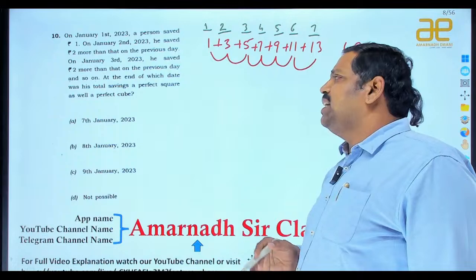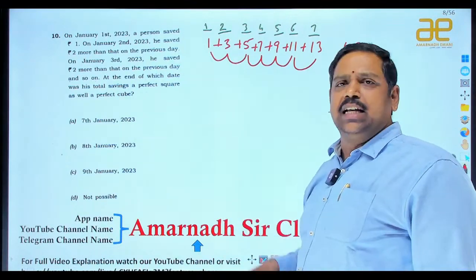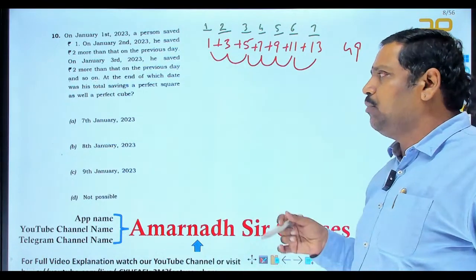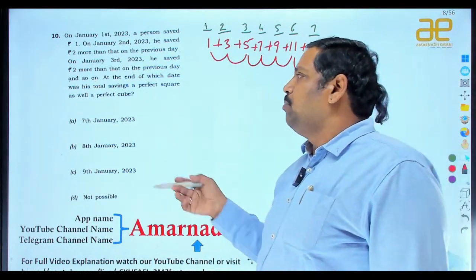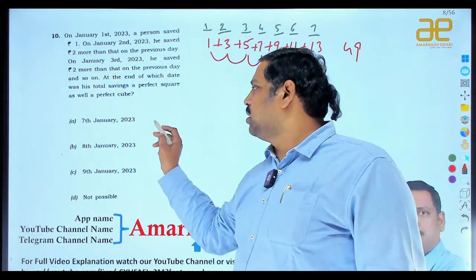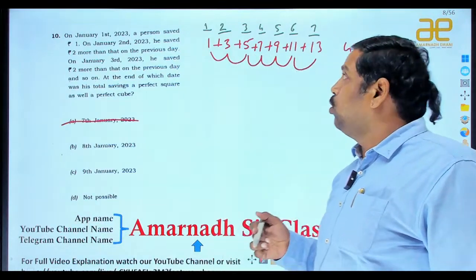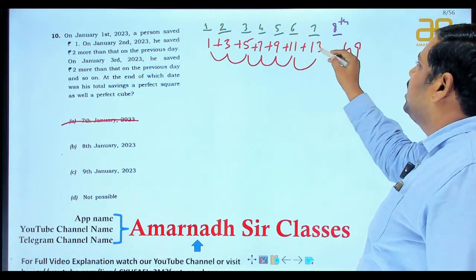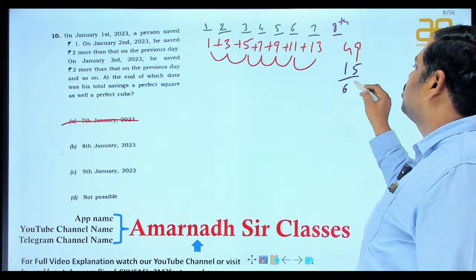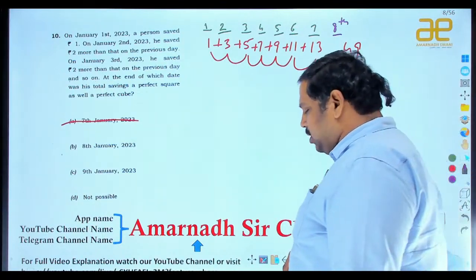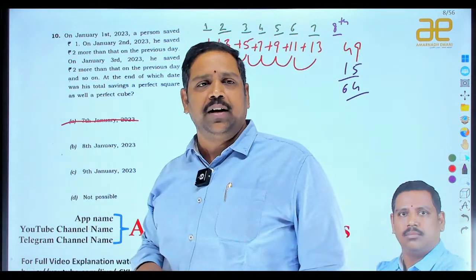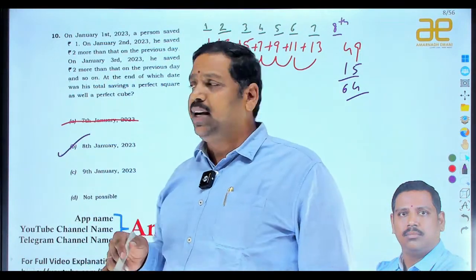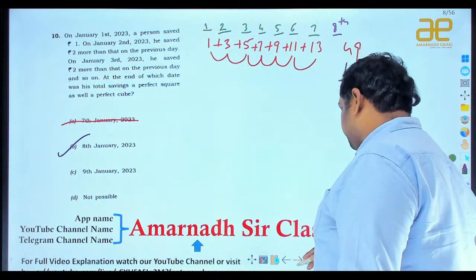By the 7th, the 7th is the least one. By the 7th he got 49 rupees. But 49 rupees is a perfect square but not a perfect cube, so the 7th is not the answer. Leave it. Suppose I go to the 8th, then what happens? On the 8th, if I add 13 plus 2, which is 15, the total will be 64. Now you can say that 64 is a perfect square as well as a perfect cube, right? So B is the option where you get both. So the answer is B.